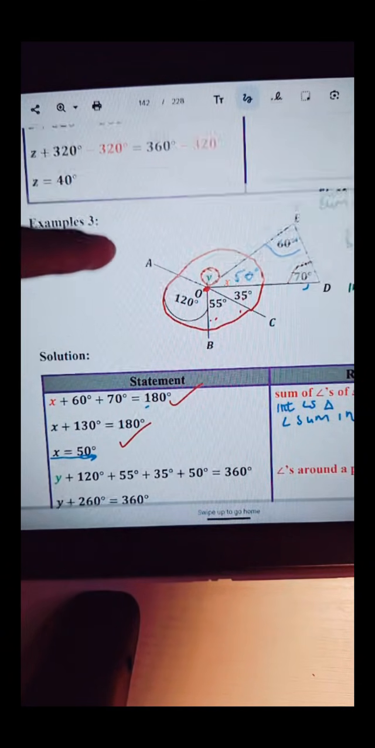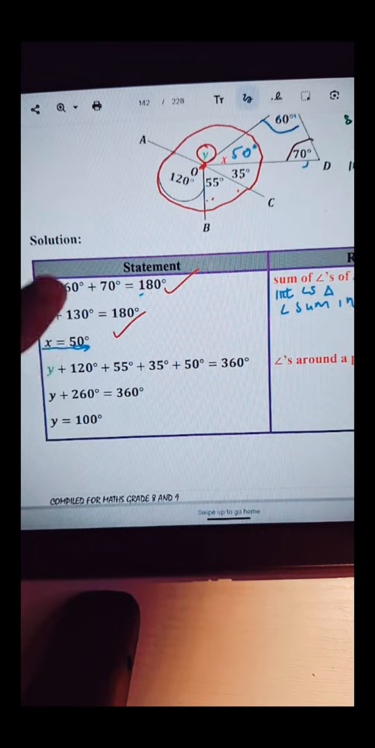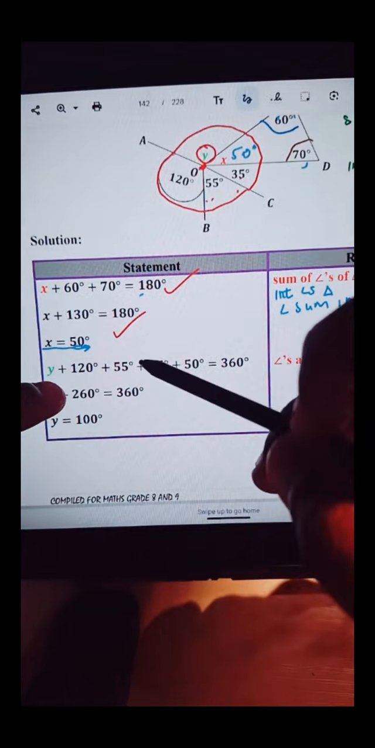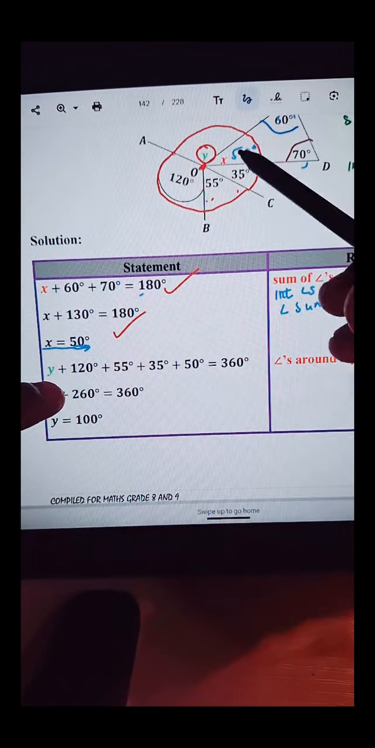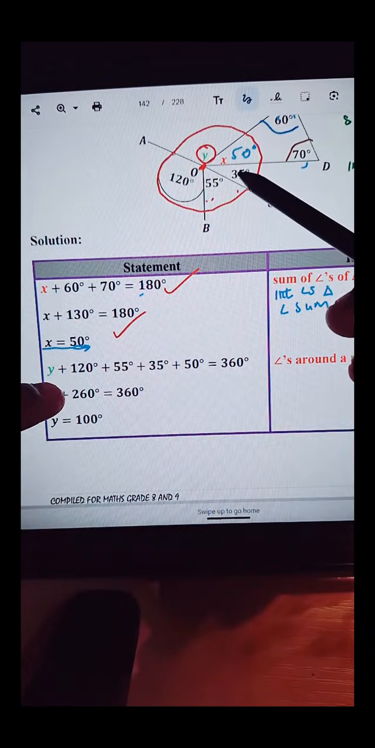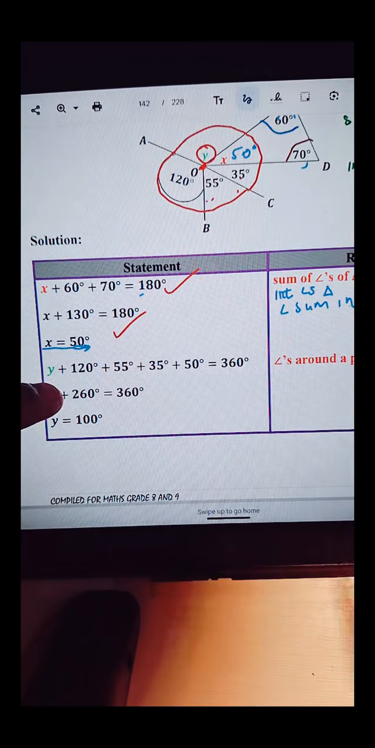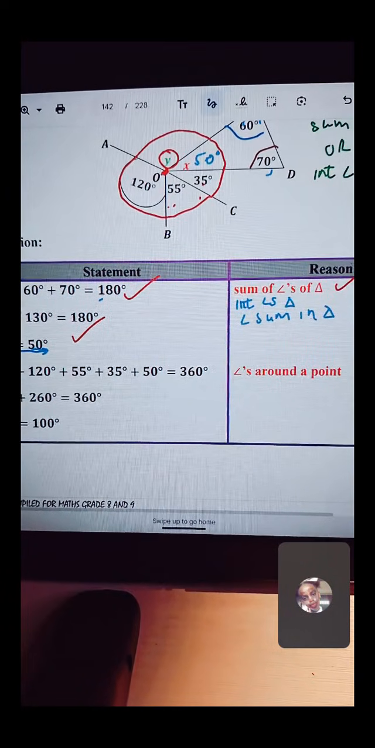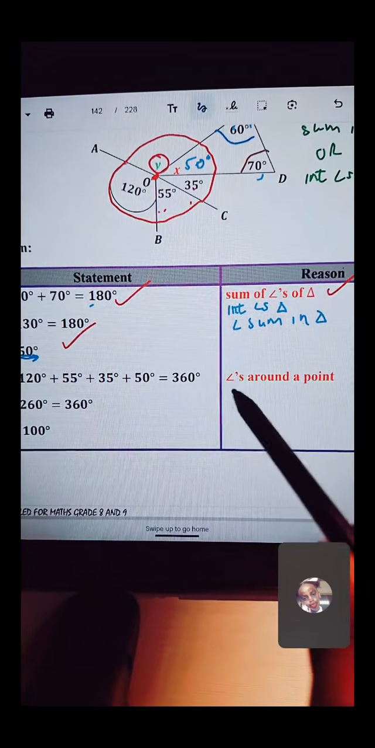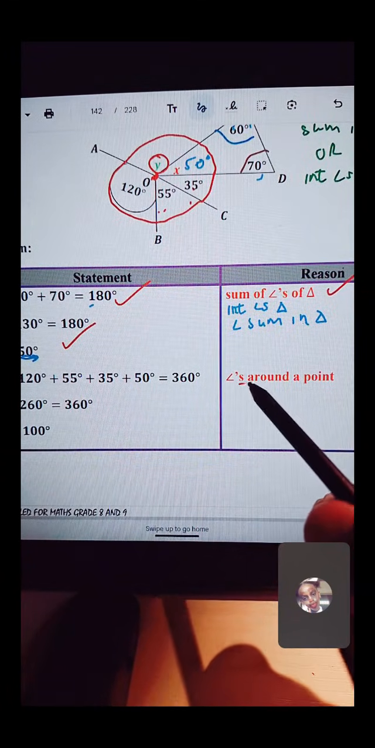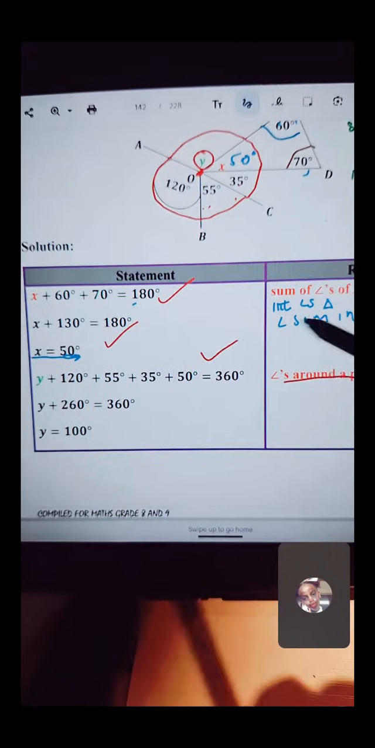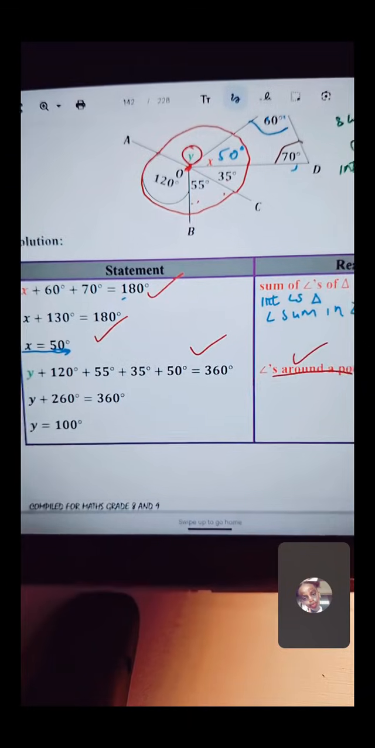So what I can do then is I can say y plus 120 plus 55 plus 35 plus 50 equals 360. Do you see that? Are we good, guys? There's your reason: angles around a point. Okay. Statement, 1 mark. Reason, another.